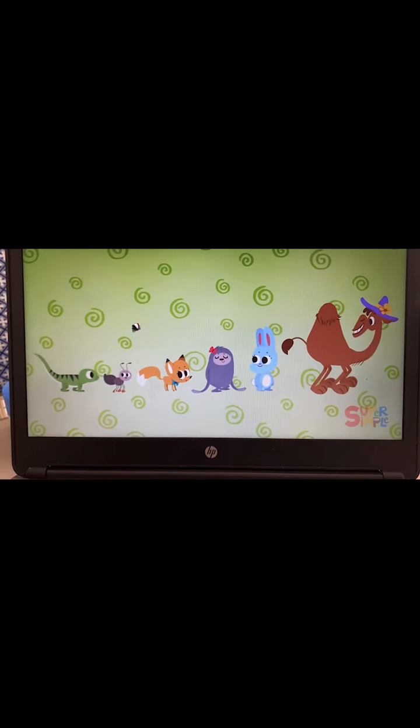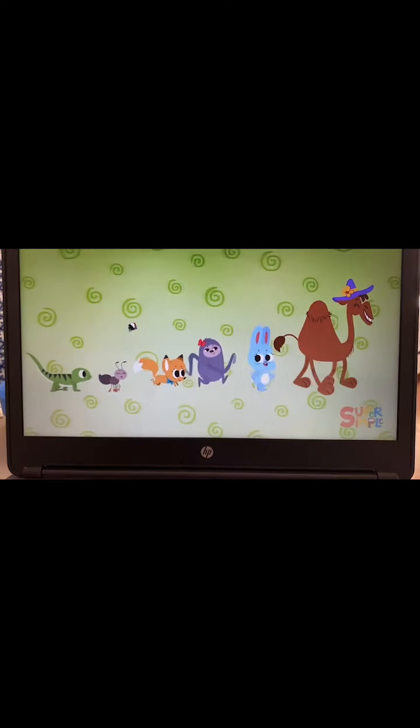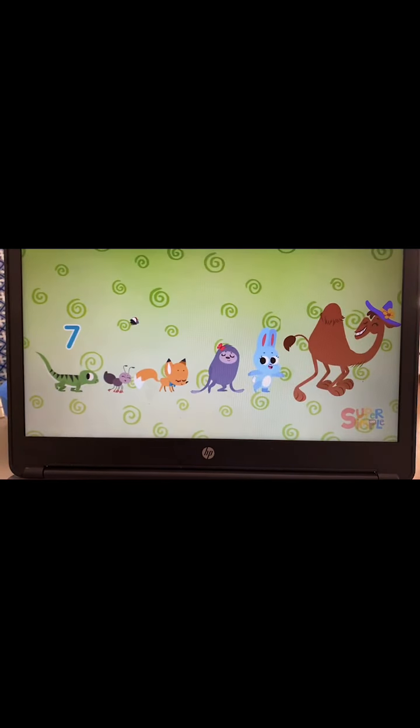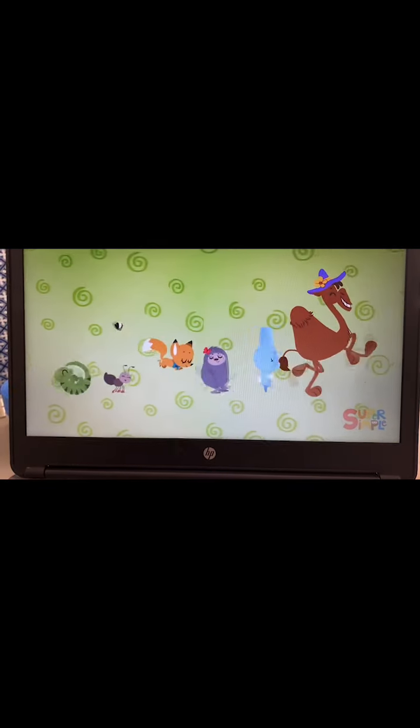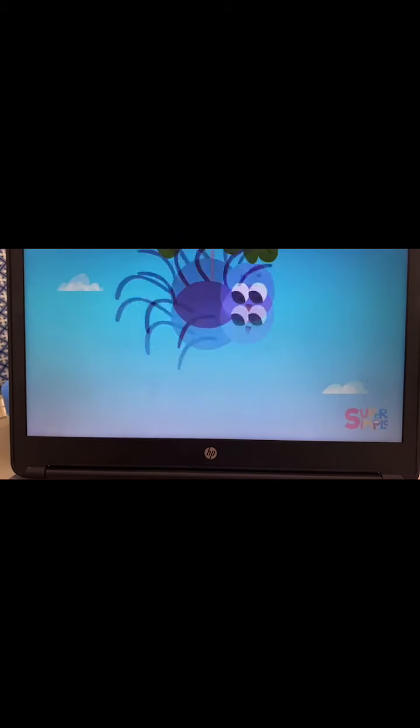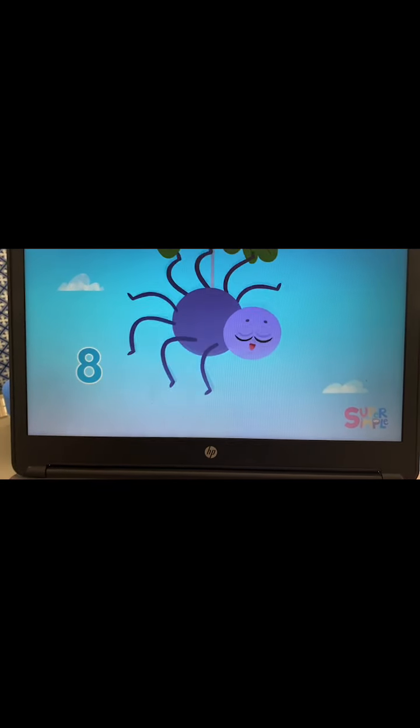Larry the lizard has 7 stripes. Go, Larry, go. Sammy the spider has 8 legs.